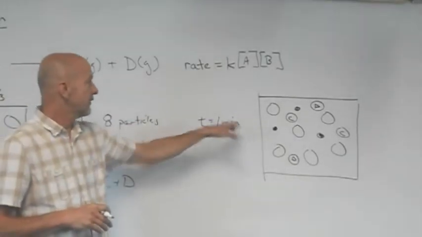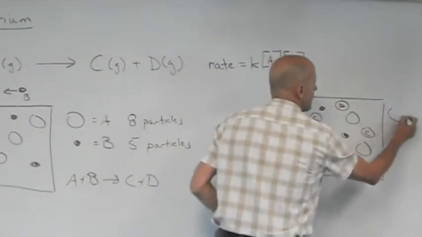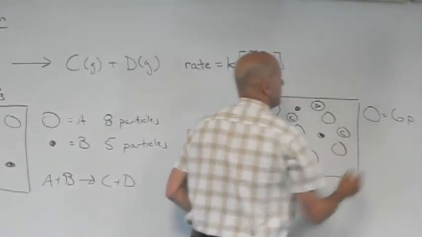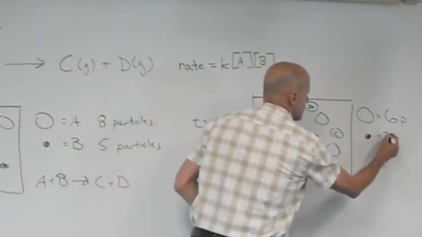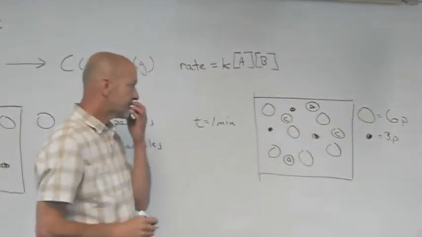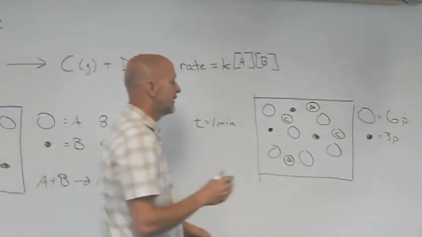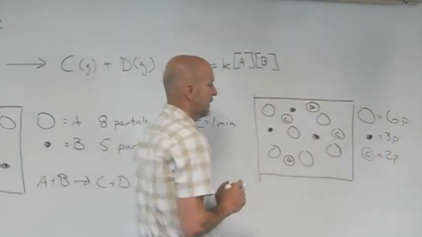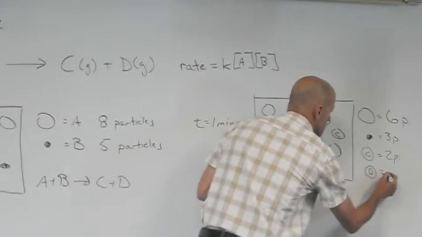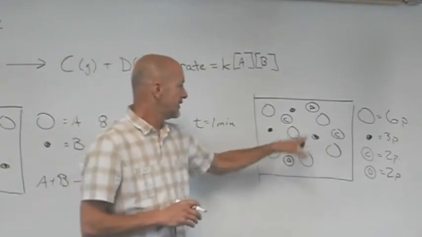What I've created is, I've dropped down to, right now I have of A, 6 particles. Of B, I'm down to 3. Since every time 1 A and 1 B react, I get 1 C and 1 D, so 2 have reacted. So of C, I have 2 particles. And of D, I have 2 particles. So these are my numbers as I check this thing later.